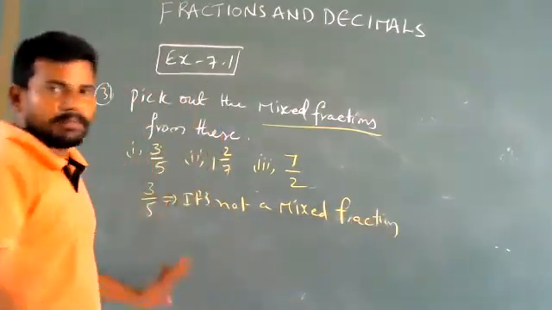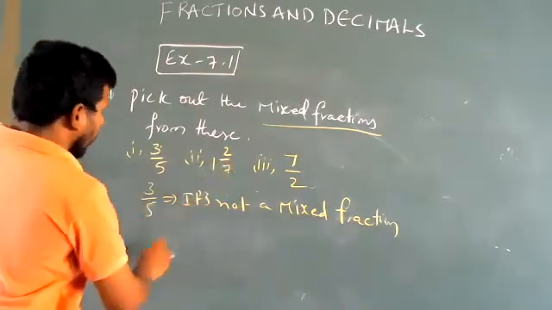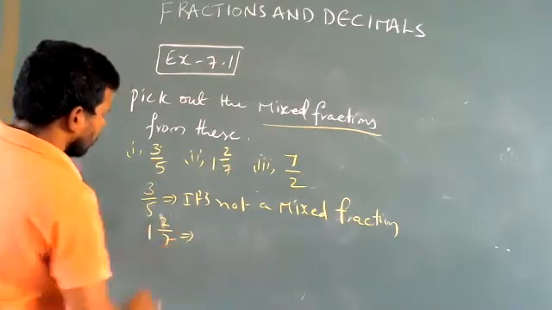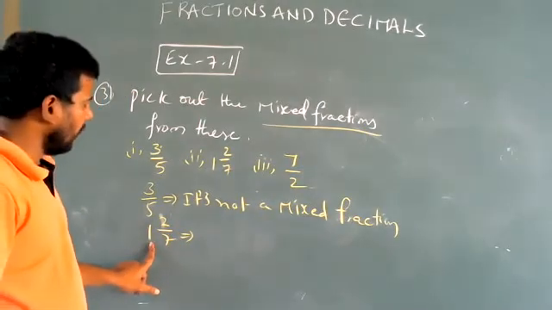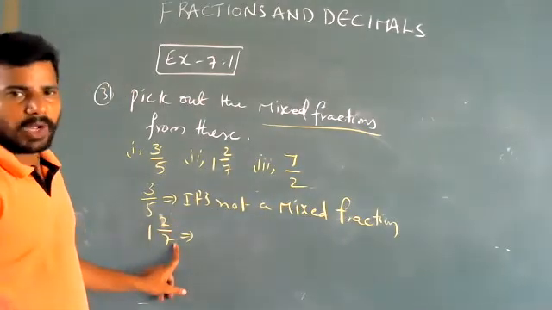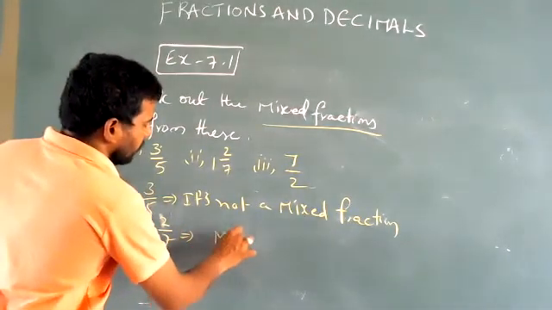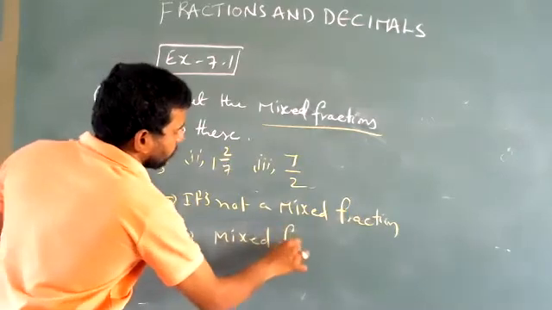It's not a mixed fraction. Now take 2 by 7. Yes, here 1 is a whole number, 2 by 7 is a proper fraction. So this is a mixed fraction.